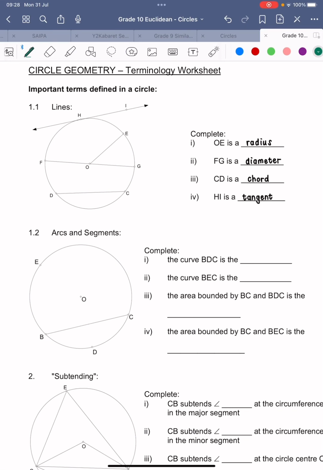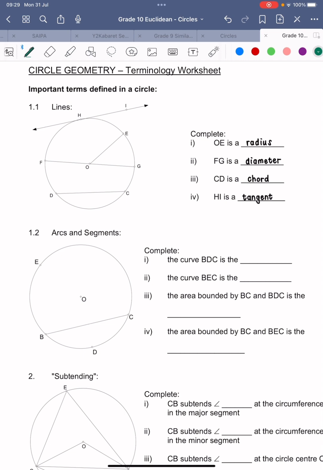Okay, so we can see there OE, it's going from the center of the circle to a point on the circumference, so that one is a radius. Then FG is a similar thing, but it's going from one point on the circumference to another point on the circumference, and it's going through the center, right? So do we all agree that FG is a diameter?